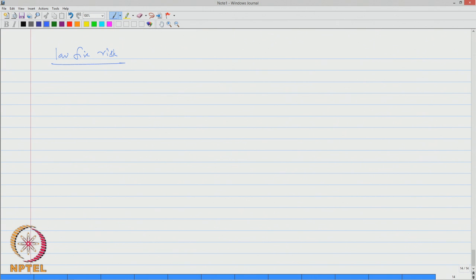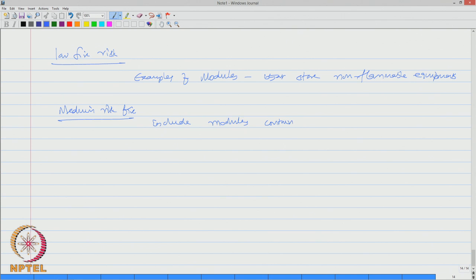Low fire risk are actually examples of module structures that store non-flammable equipments, whereas medium risk fire include modules containing electric power, testing equipment, etc. They also include non-accommodation module.